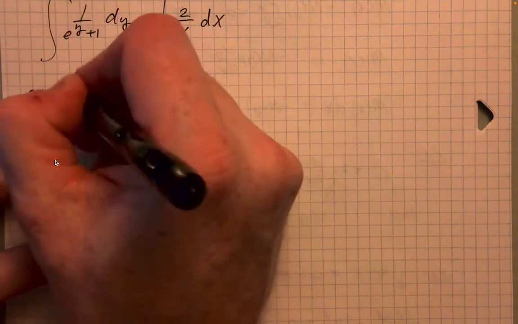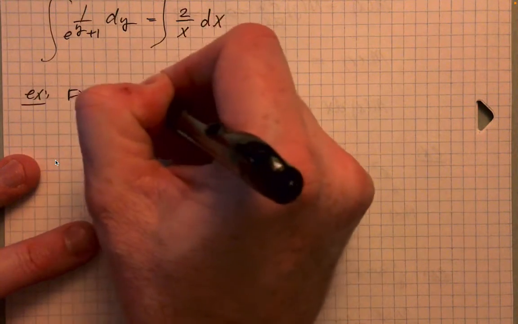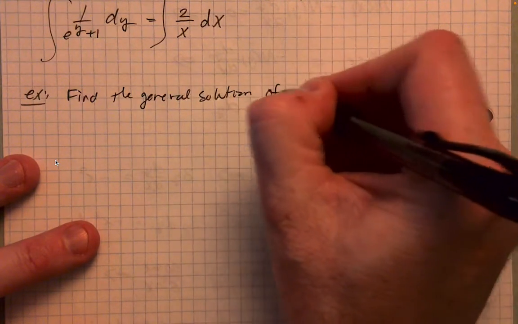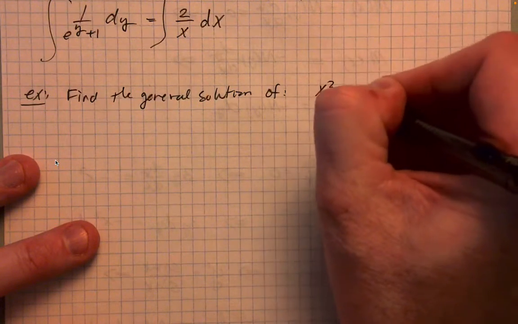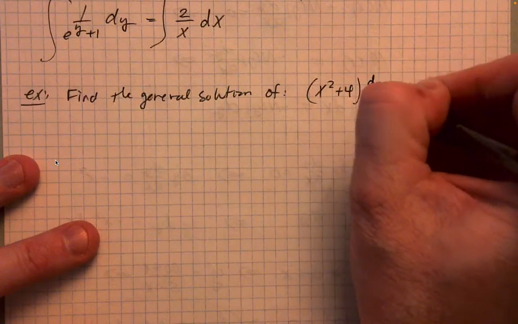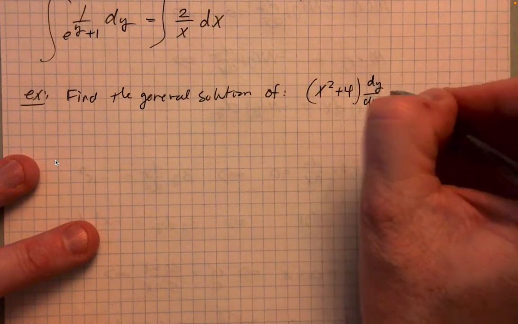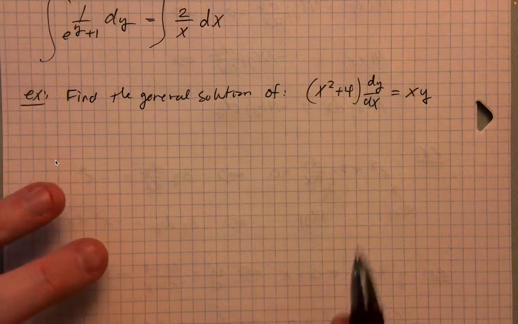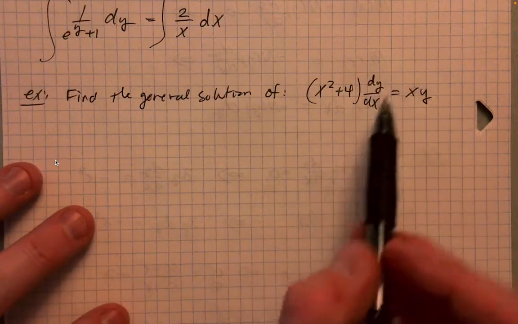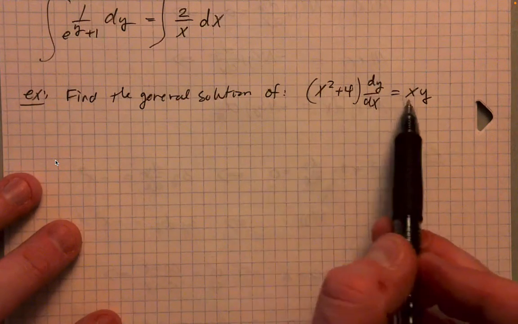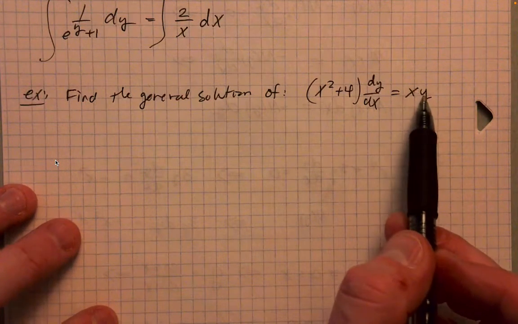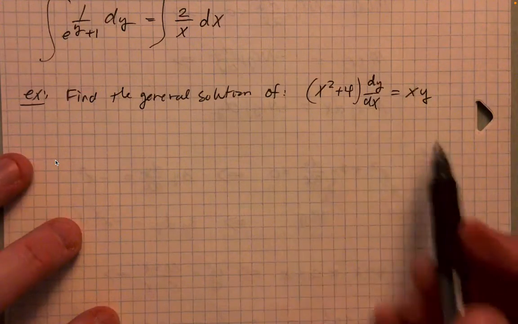Okay, so let's find the general solution of, let's say, x squared plus 4 dy dx equals x y. Okay, so what can we do here? Well, we can divide both sides by x squared plus 4, and we could also divide both sides by 1 over y, right? So that would be the first step.